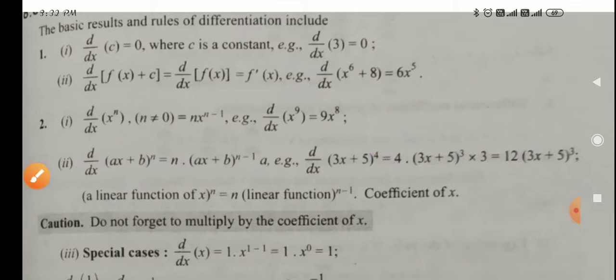Now as an example, you can see d upon dx of (3x plus 5) to the power 4. So it is 4 into (3x plus 5) to the power 1 less, that is 3.